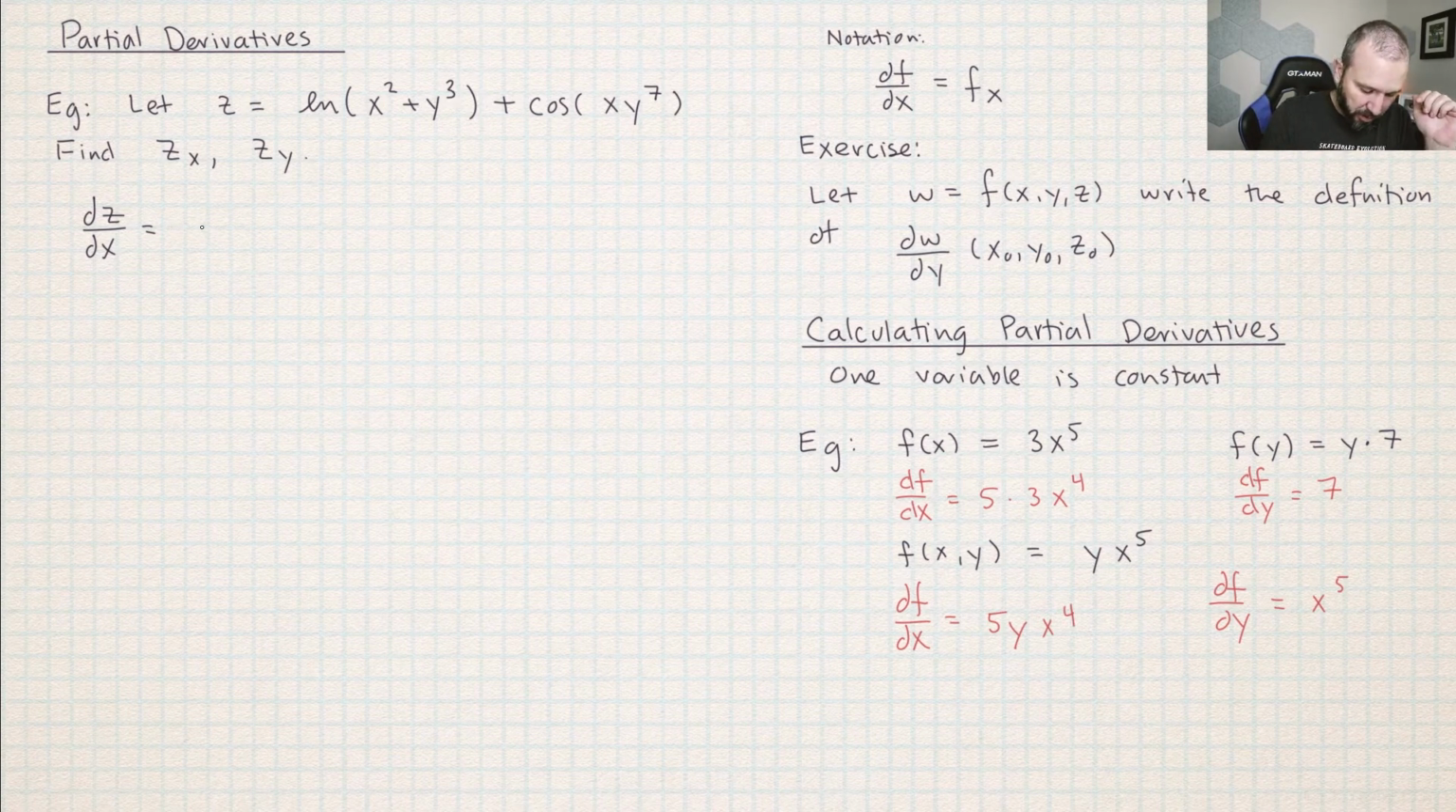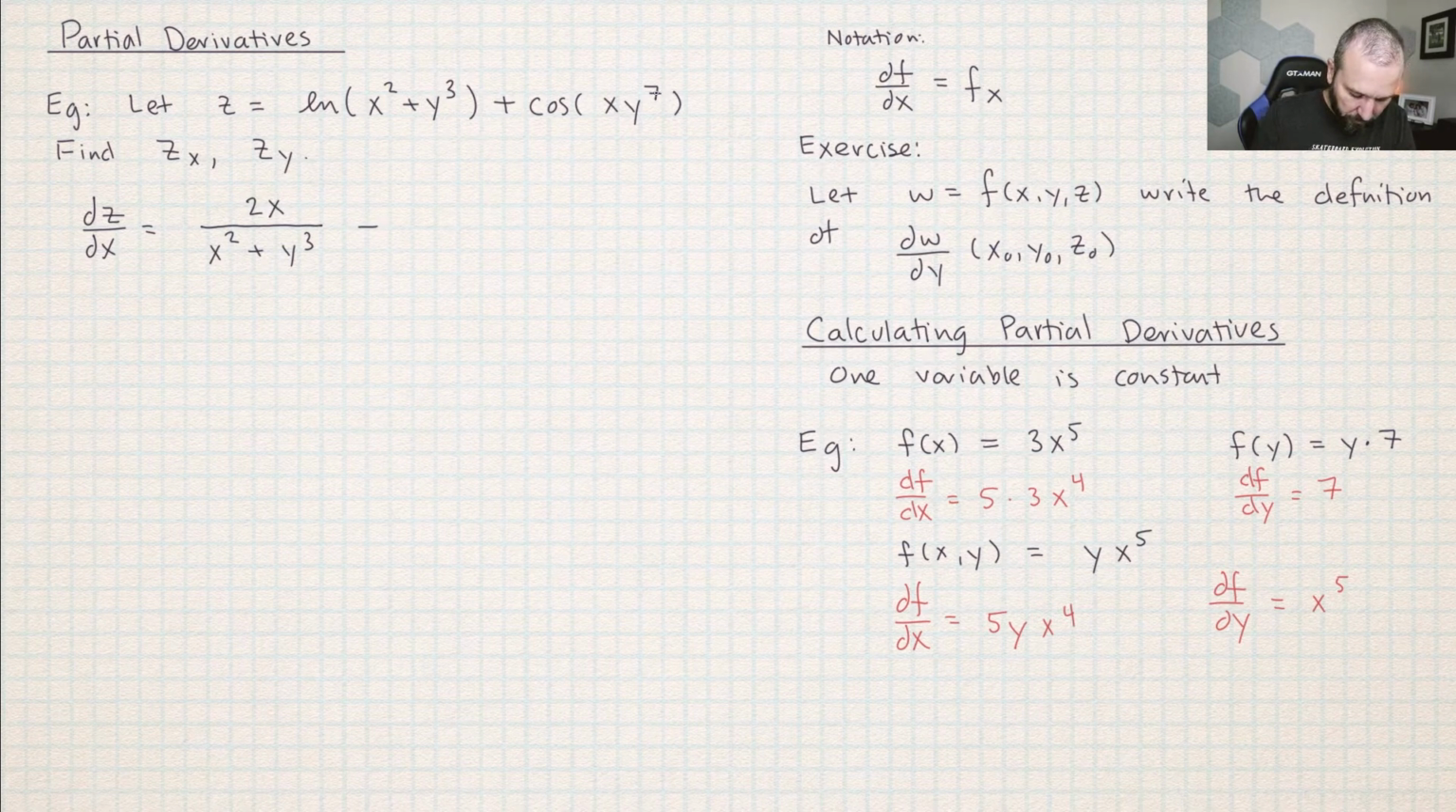So I have a natural log. So when you take the derivative of the natural log, it's going to be 1 over whatever was inside the logarithm. And now the chain rule says I need to multiply by the derivative of the inside. So inside this function, I have x squared plus y cubed. Again, x is variable, y is constant. So the derivative of the inside will be 2x.